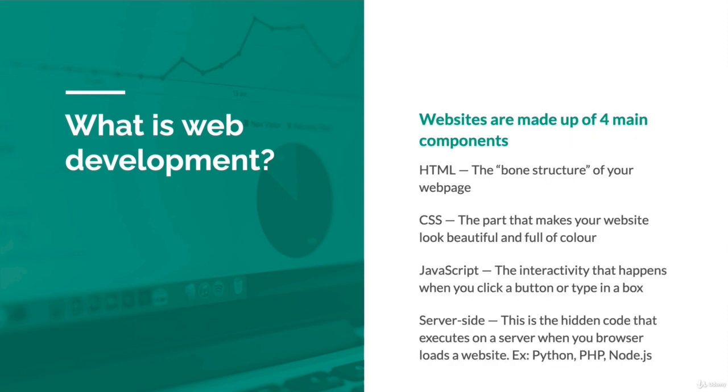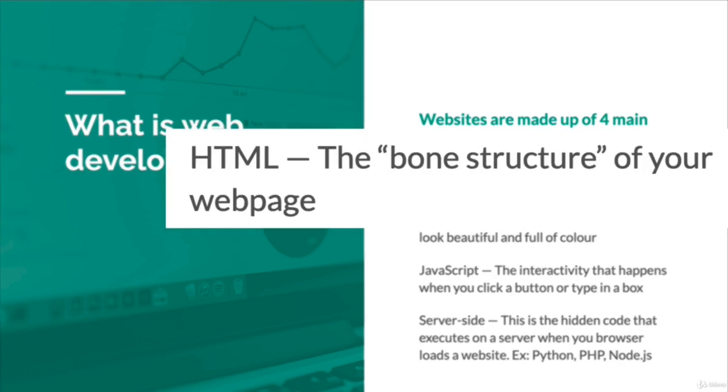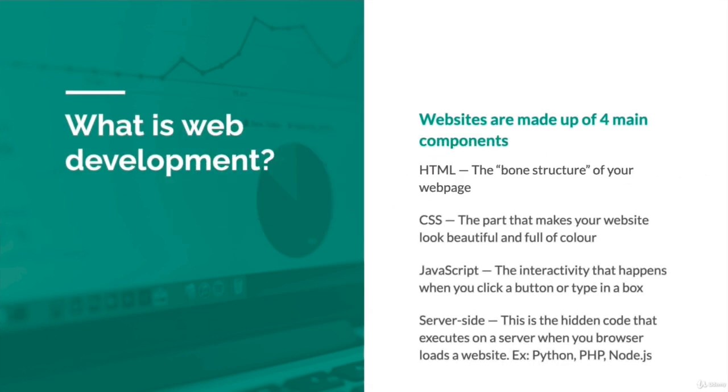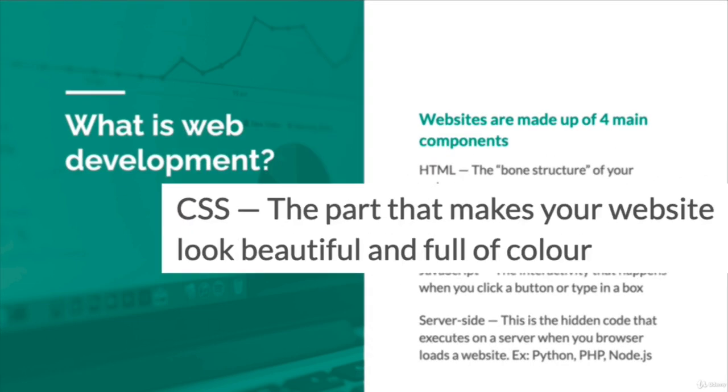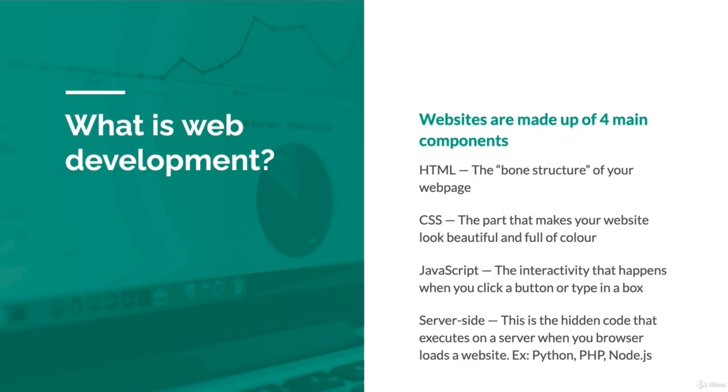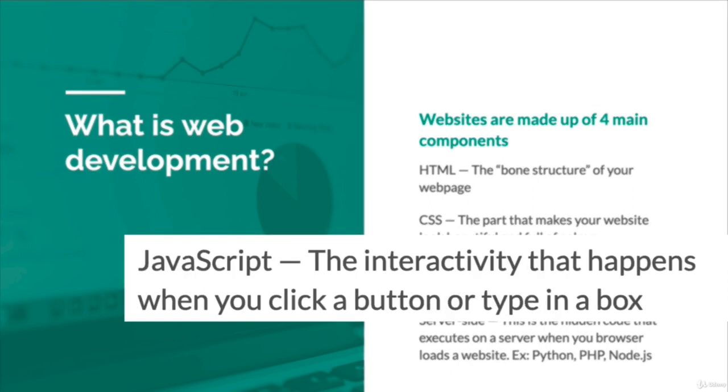Now, websites are made up of four main components. The first one is HTML. This is your bone structure of your web page. Every single site uses HTML. CSS, that's cascading style sheets. That's the part that makes your website look beautiful and full of color and have nice images and things like that. And then there's JavaScript, and this is the third component.